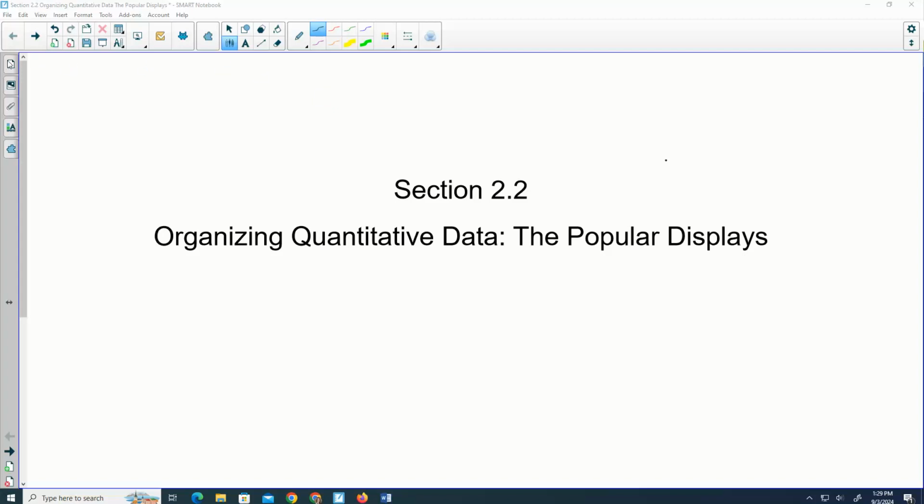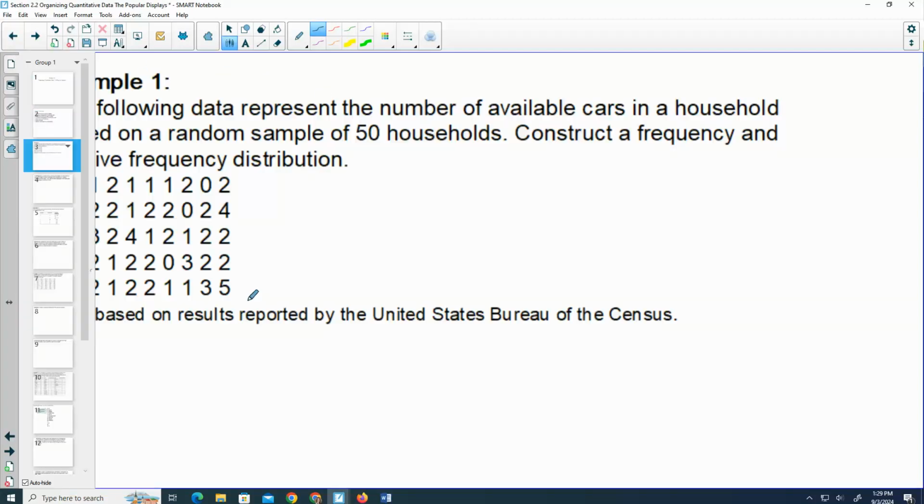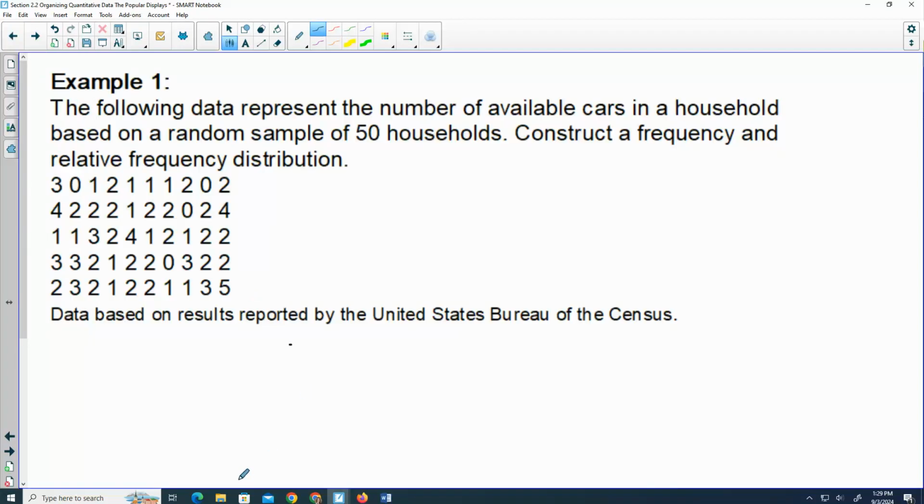Couple other things that we can do. So first, we're looking at numerical data this time. The following data represent the number of available cars in a household based on a random sample of 50 households. Construct a frequency and relative frequency distribution.